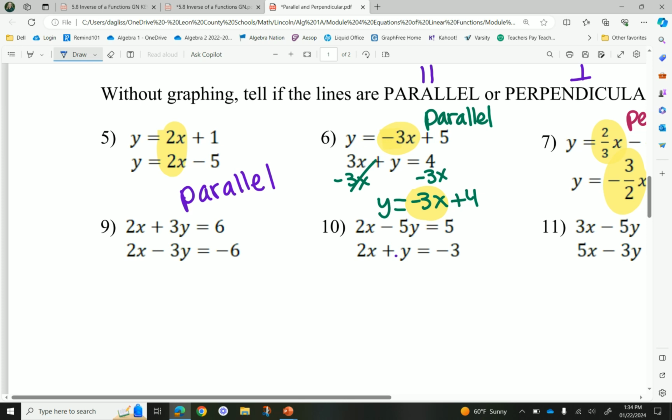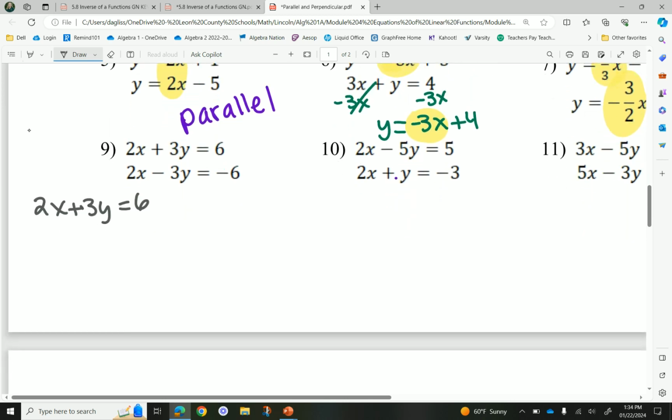Number 9. Are they equal to y? You have y equals in the equation? No, we don't. Okay, so we have to change some stuff. So let's change this first equation. I'm going to write them down. Alright, so we have 2x plus 3y equals 6. I have to rewrite this one.